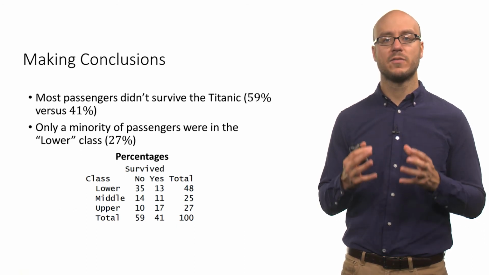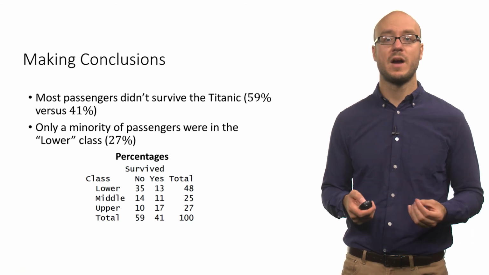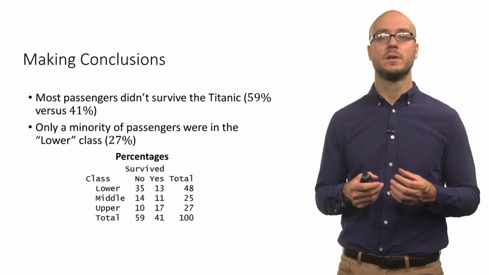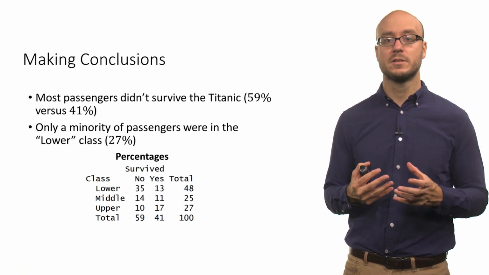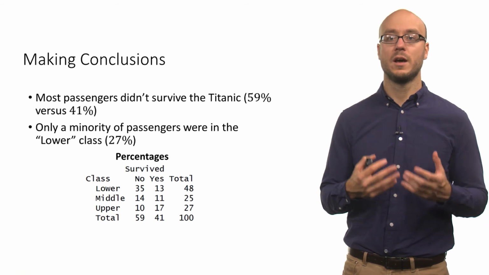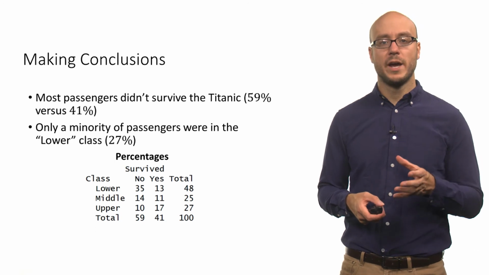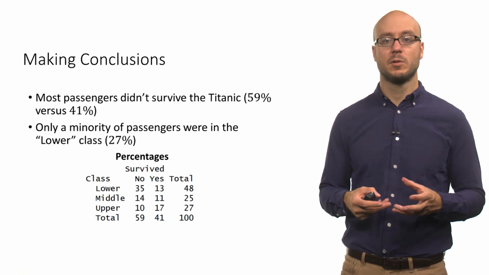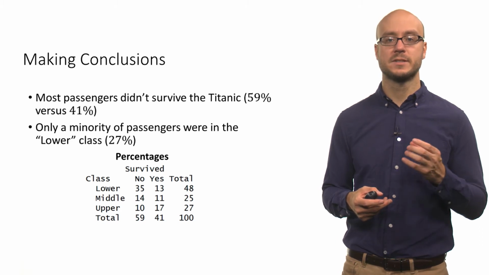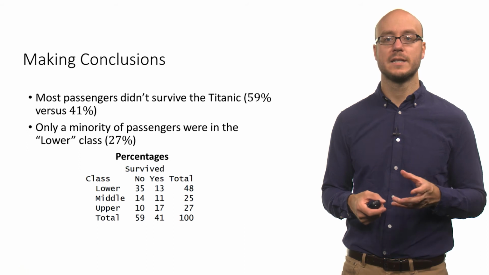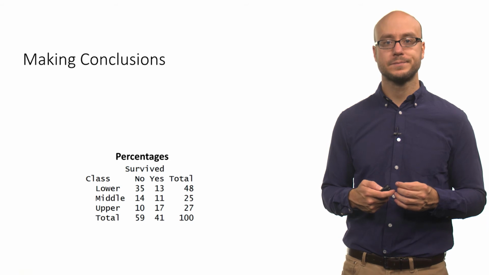Now, when you're creating these tables, it's useful to come to conclusions. What we found from this contingency table of percentages is that most passengers overall didn't survive the Titanic. 59% of people didn't survive, 41% of people did. So you can see that John Jacob Astor was actually among the majority of passengers on the Titanic because he did not survive. In a similar way, most people were a member of the lower class or the middle class. A relatively small percentage were in the upper class.